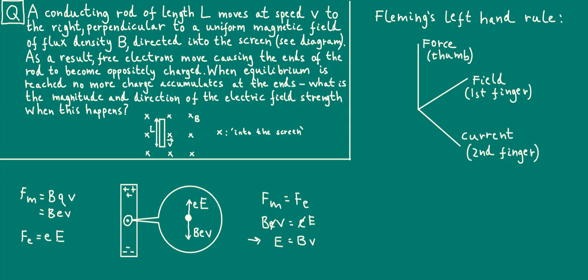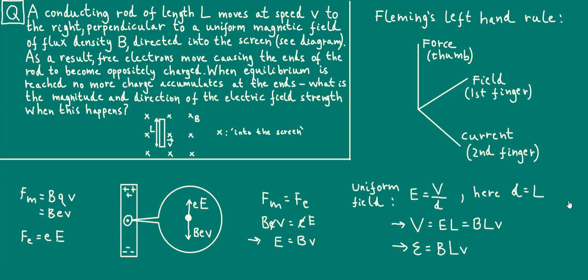That's it for the question. But notice that we didn't use the length of the rod, capital L. Remember that for a uniform electric field, the field strength, capital E, is given by the potential difference, capital V, that exists across a distance d. For us here, the potential difference exists across the length of the conducting rod. So d for us here is just L, the length of the rod.